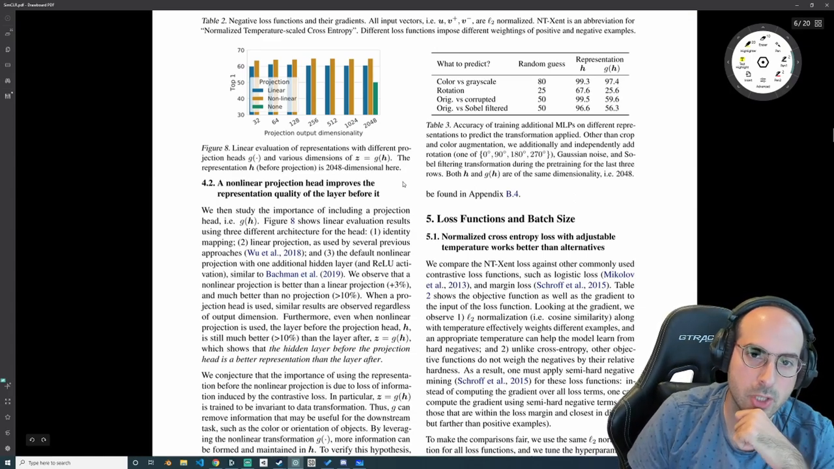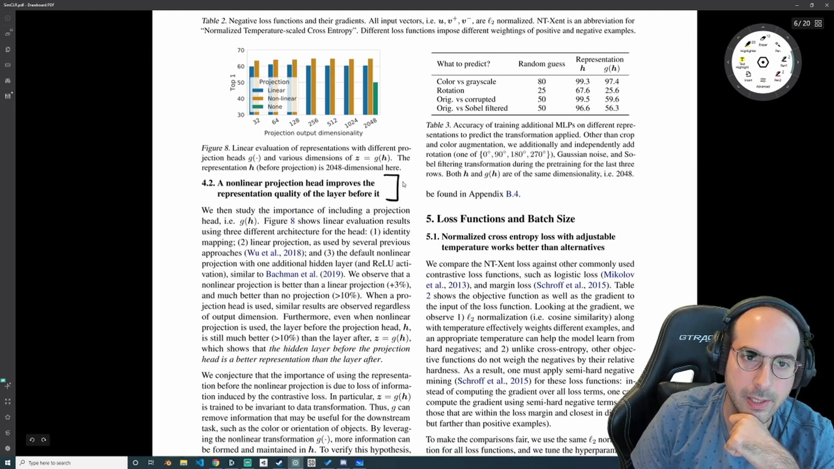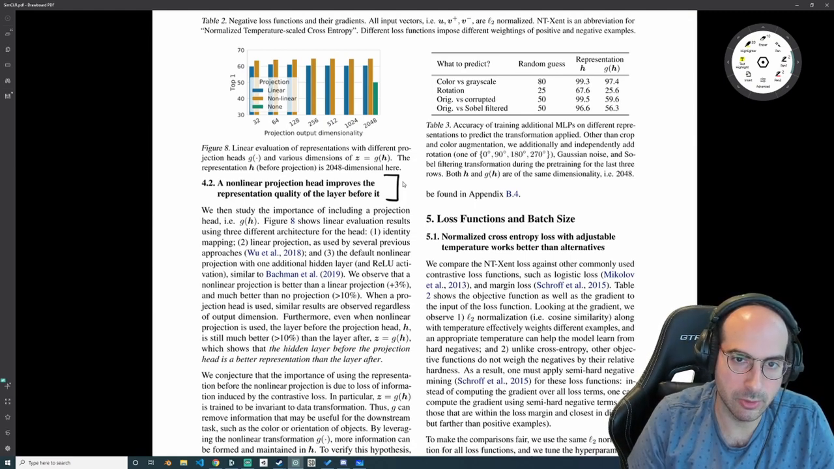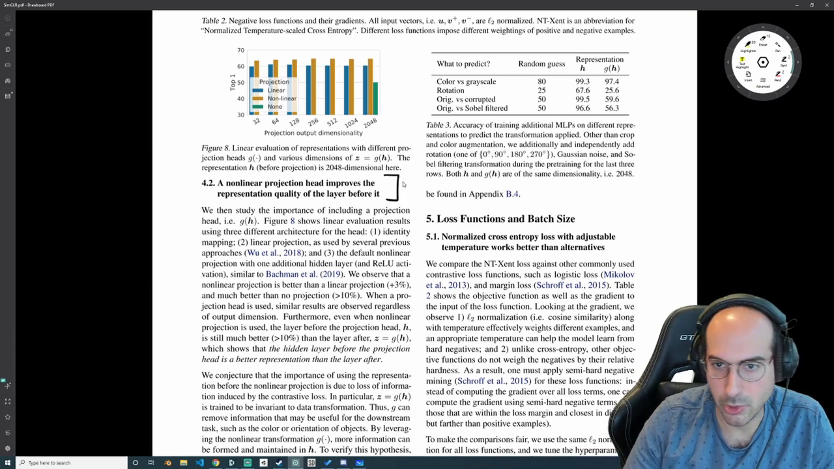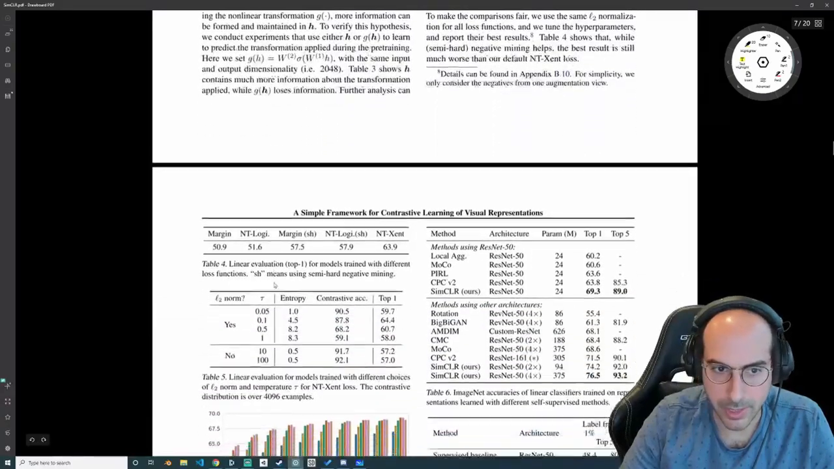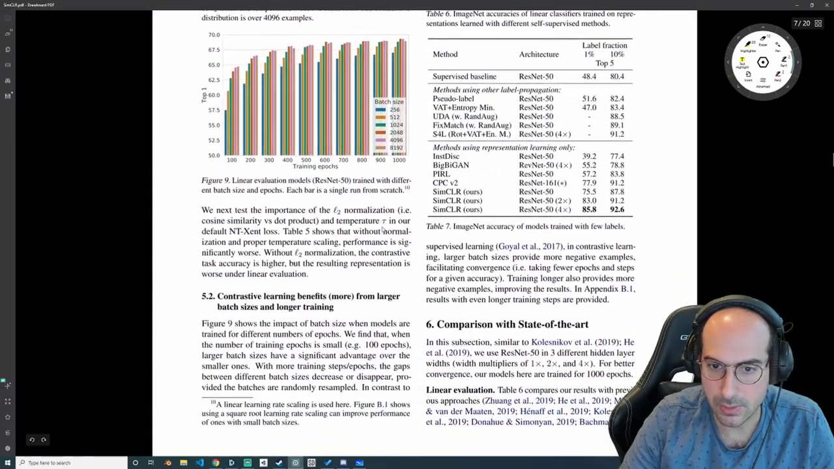So this is just in general true. It's an important point: a nonlinear projection head improves representation quality of the layer before it. So that's why you generally end with dense layers with some sort of nonlinear projection. They just work better. So loss functions and batch sizes, this is all good.